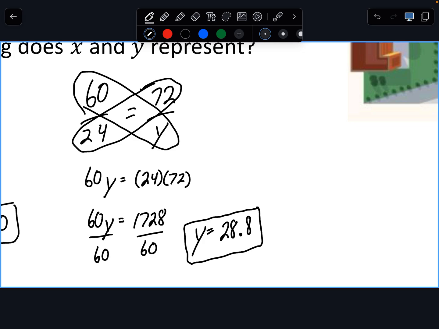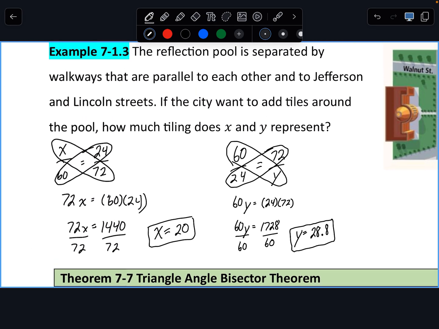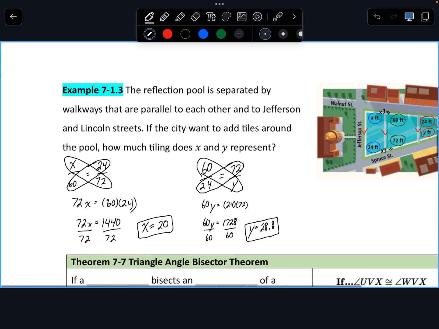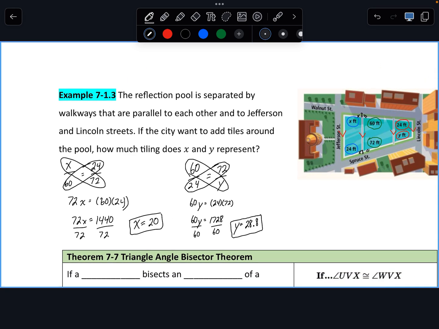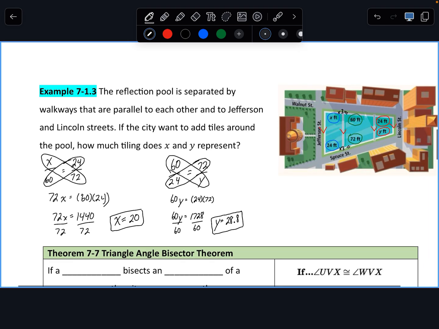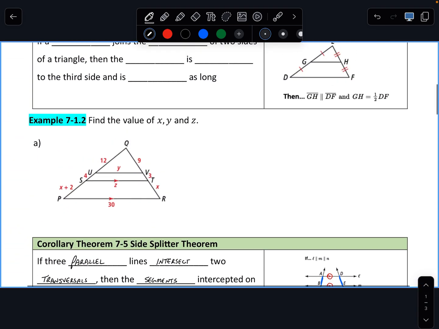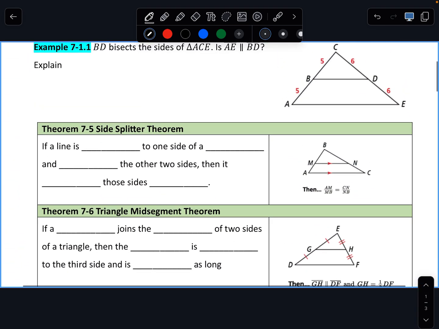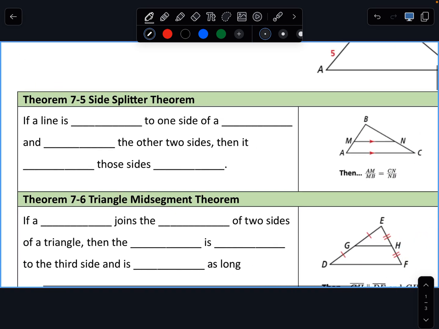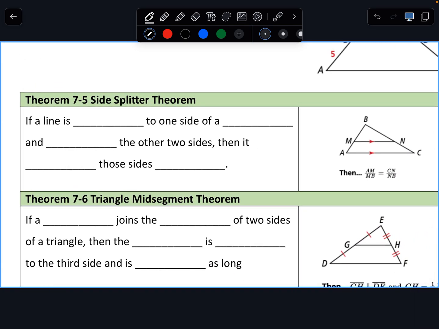Okay, so we're just setting up proportions and solving. So what happens if we have parallel lines inside of a triangle? In this first case, we didn't have the parallel lines inside of a triangle. They created proportional segments. But the same thing is true if we have parallel lines inside of a triangle. And this is going to be the same process. We're just going to set up proportions and solve.